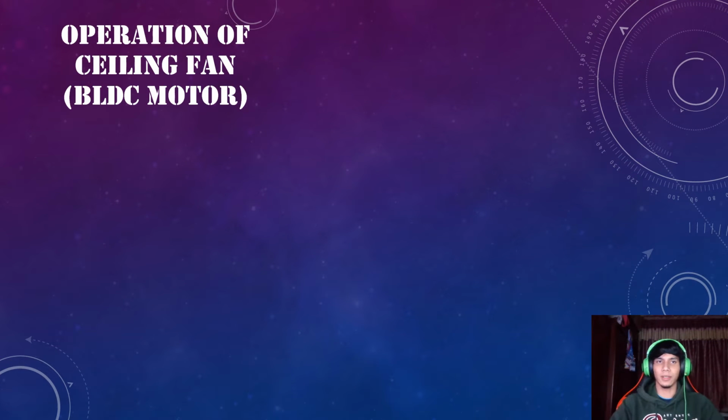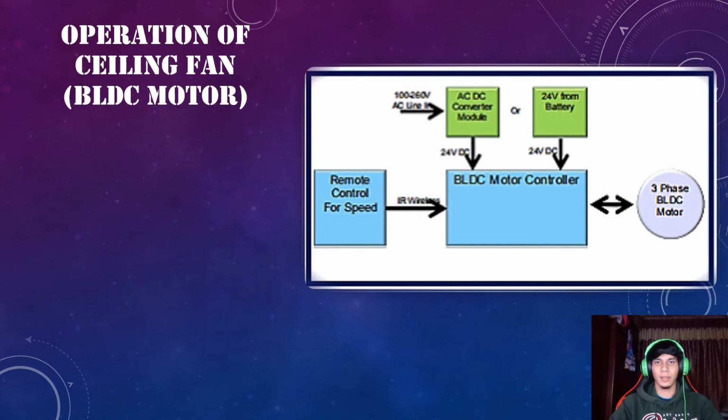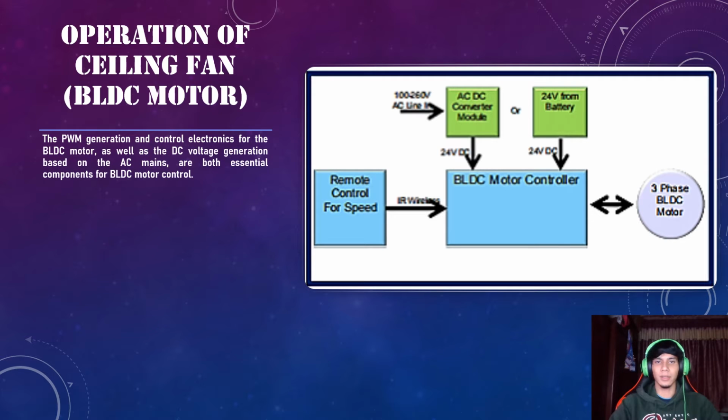Okay, next I will explain more about the operation of ceiling fans. Okay, that's an example of a block diagram. Based on the figure, it shows PWM generation and control electronics for the BLDC motor as well as DC voltage generation based on the AC mains supply. Both are essential components for BLDC motor control.